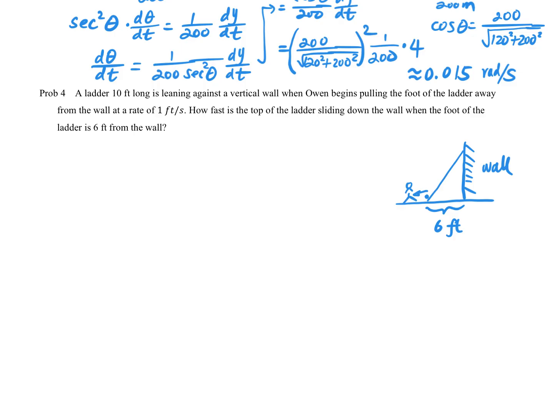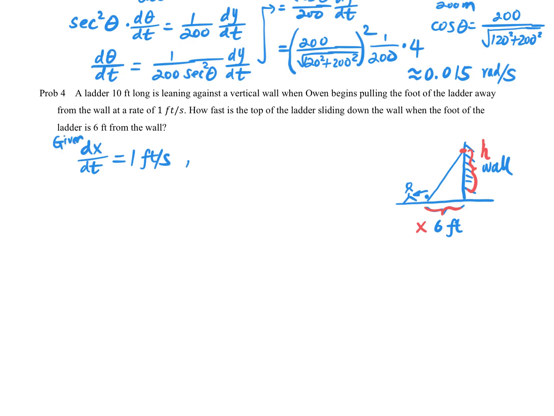So again, I'm going to introduce some variables. Because this is the height, I'm just going to call it h. If you want to call it y, really up to you. And this is the horizontal one. I'm going to call this x. With that, what do we know? We do know that the foot of the ladder is moving away from the wall at this rate. Therefore, dx/dt is equal to 1. This is the given.